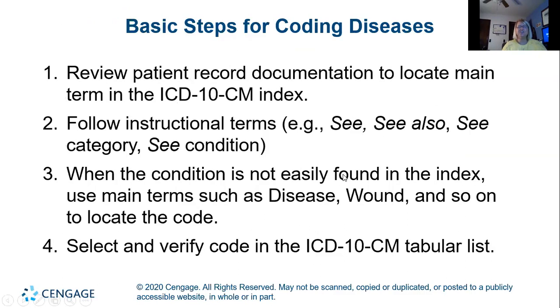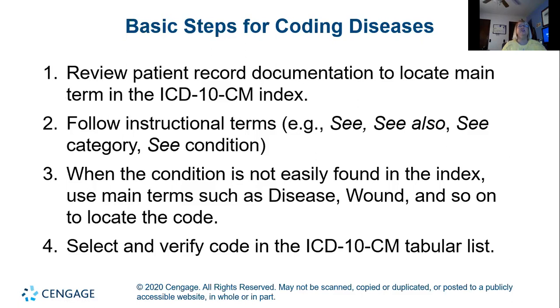So, basic steps for coding. First, you want to find the main term in your index in the front of the book. Now, you don't want to use body parts. So if you have a foot problem, you don't want to look up foot. You want to look up the problem. Is it pain? Is it abnormality?